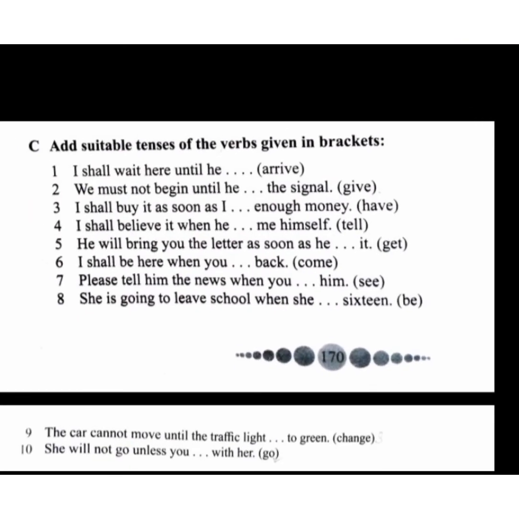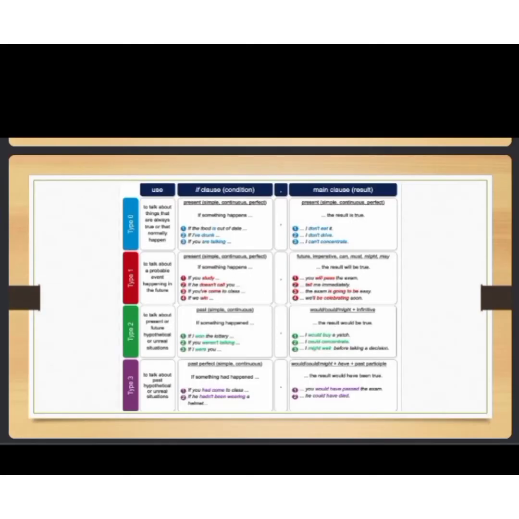Okay, our next exercise, exercise D, is on conditions. You have already studied about conditions, isn't it? So all the conditions, I hope you remember. Let me show you one slide which explains the different types of conditions. Okay, so here it is, children. There are four types of conditions: zero condition, type 1 condition, type 2 condition, and type 3 condition.